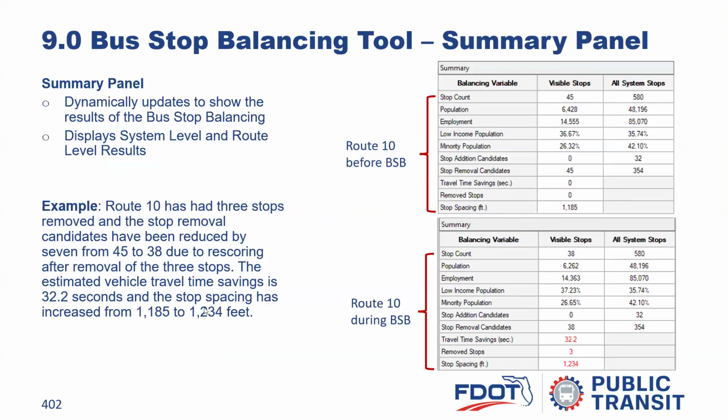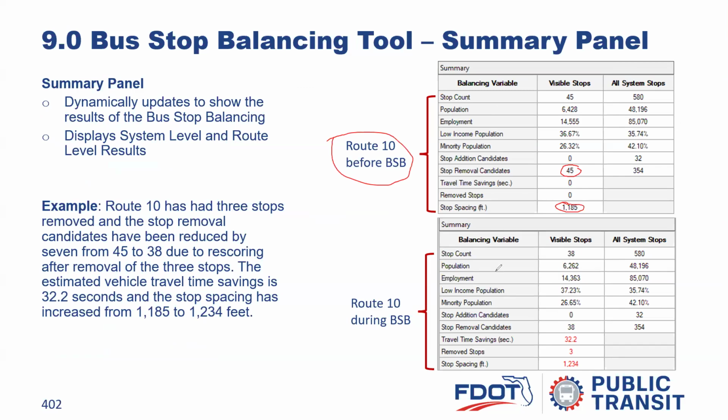All right, so let's just look at this summary panel just for a second. So when we first came into Route 10 to start to balance it, it gave us the original numbers, right? So here's the summary. Here is Route 10 before bus stop balancing. You had 45 stop removal candidates. The stop spacing was 1,185 feet. It gives you low income population percent, minority population percent, employment and population.